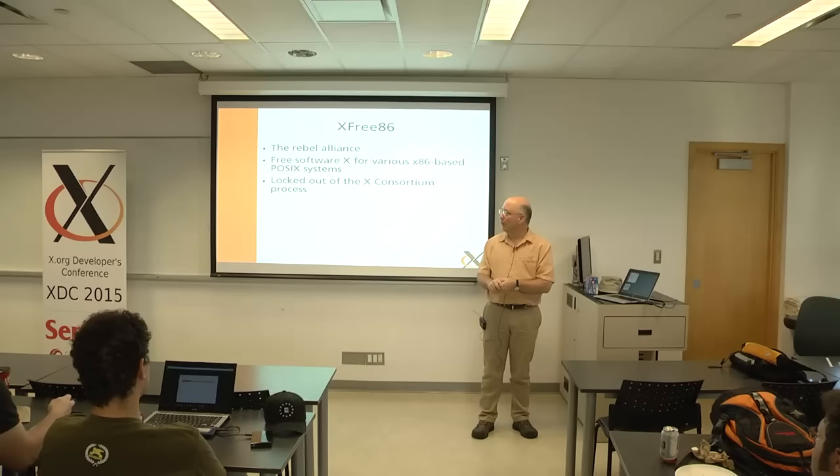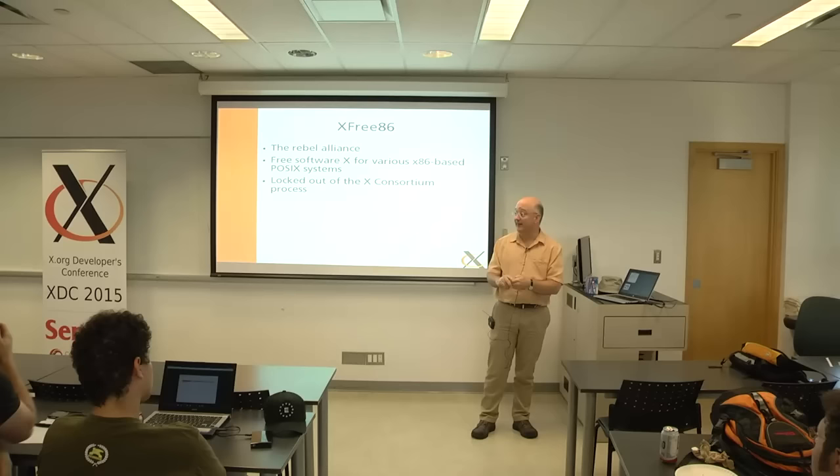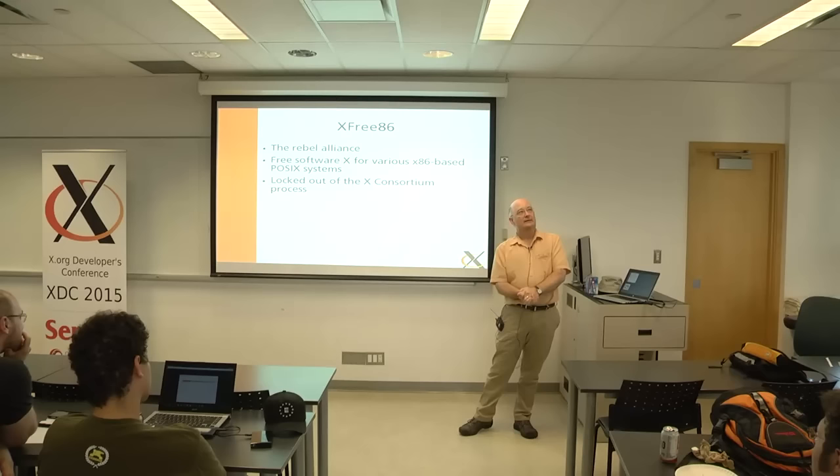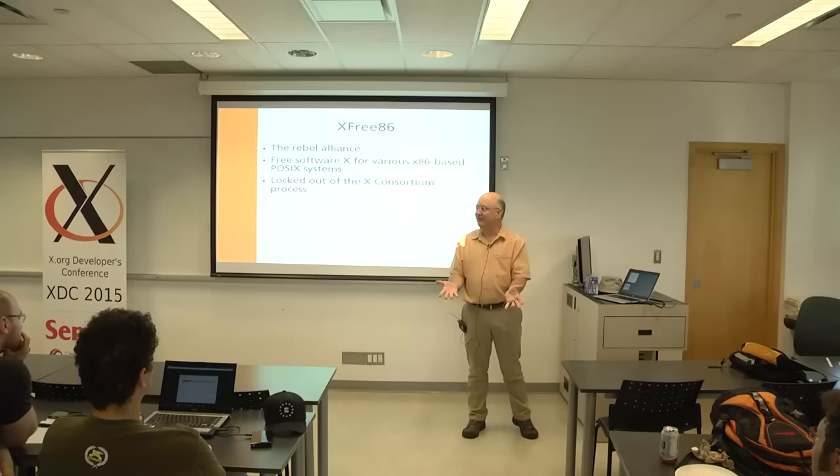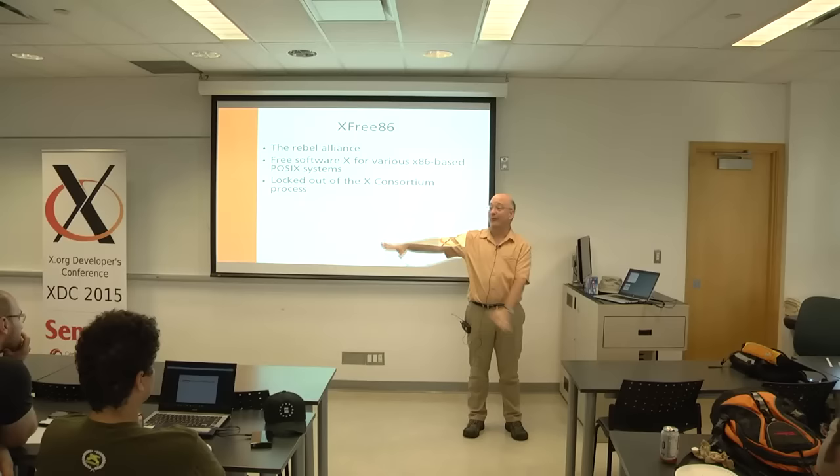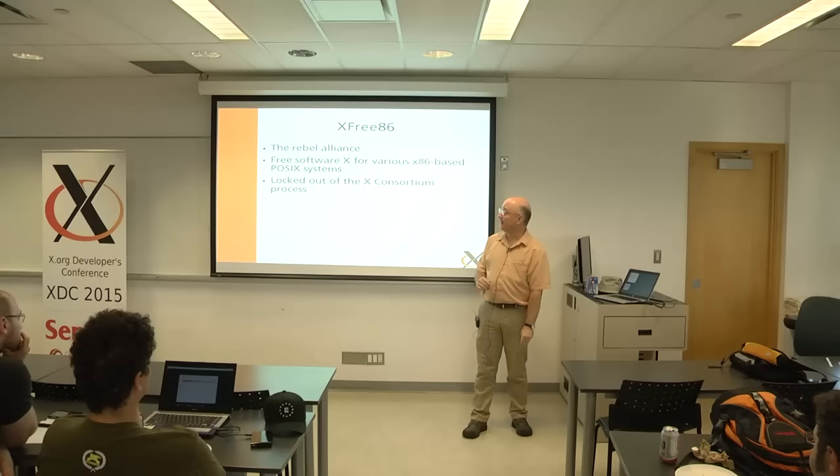So what did the X Consortium do? The X Consortium, of course, welcomed them with open arms and said, please come and play in our nice collaborative community. Not so much. They said, what? You're not paying us giant gobs of money, and you're running things on computers that we aren't selling you? Go away. And so the X486 people went off and did their own development for a very long time and did a whole bunch of really cool work getting X running very effectively on Unix-based machines running on x86 processors.